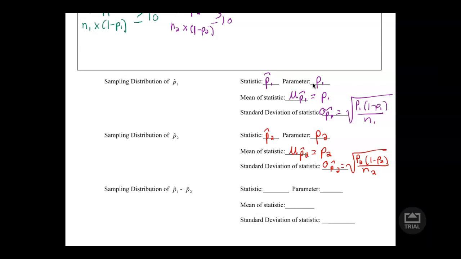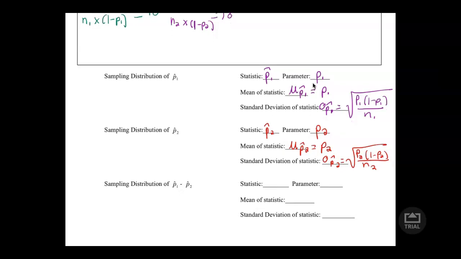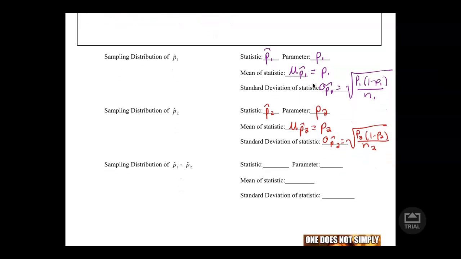All right, so now let's talk about when we put these together. The statistic for the sampling distribution is just going to be p hat 1 minus p hat 2. For the parameter, we're allowed to just subtract the parameters, p1 minus p2. The mean of p hat 1 minus p hat 2 will be equal to the parameter p1 minus p2.